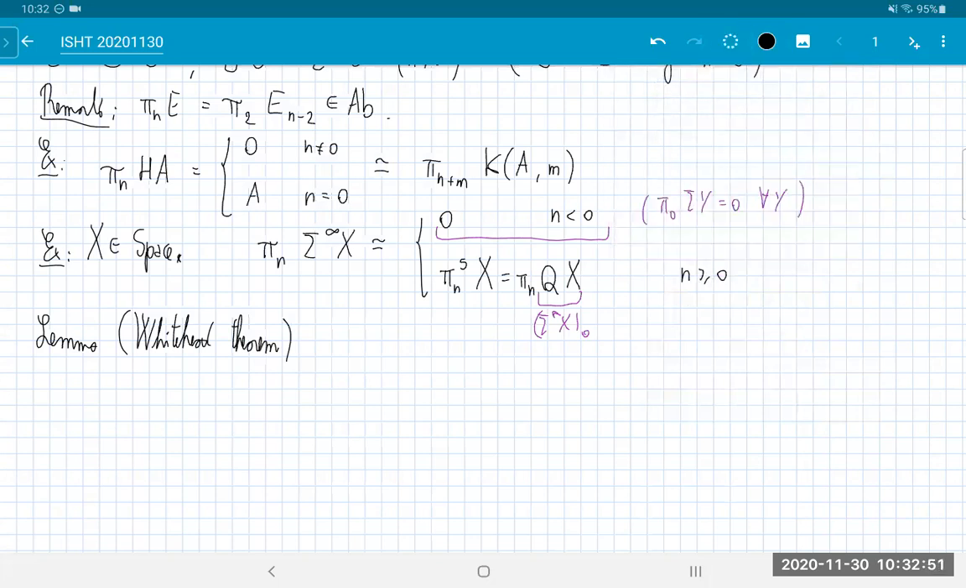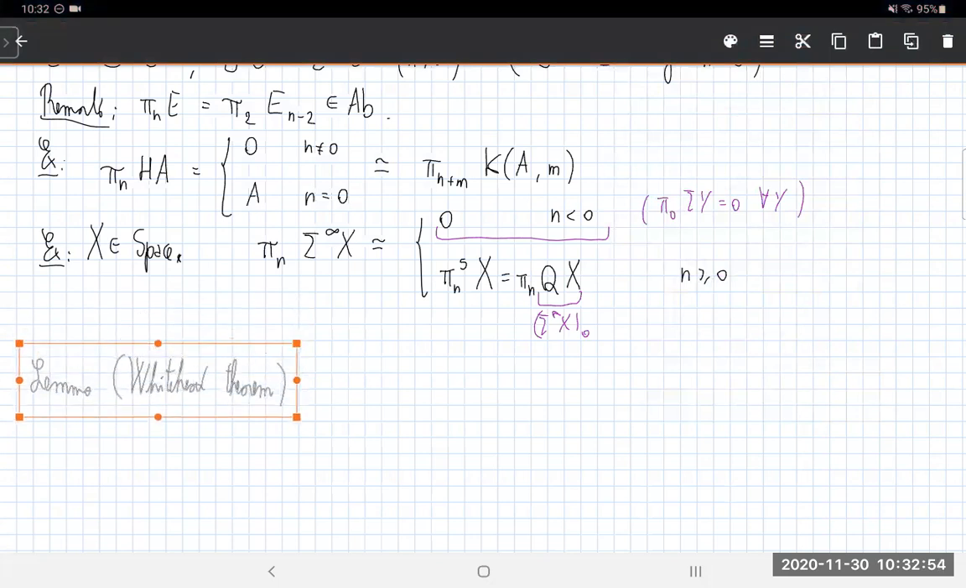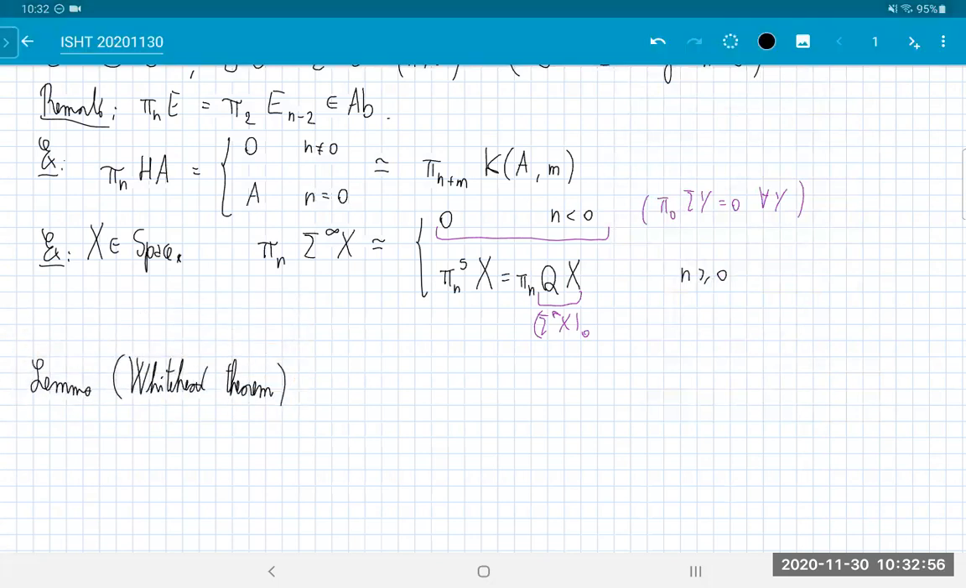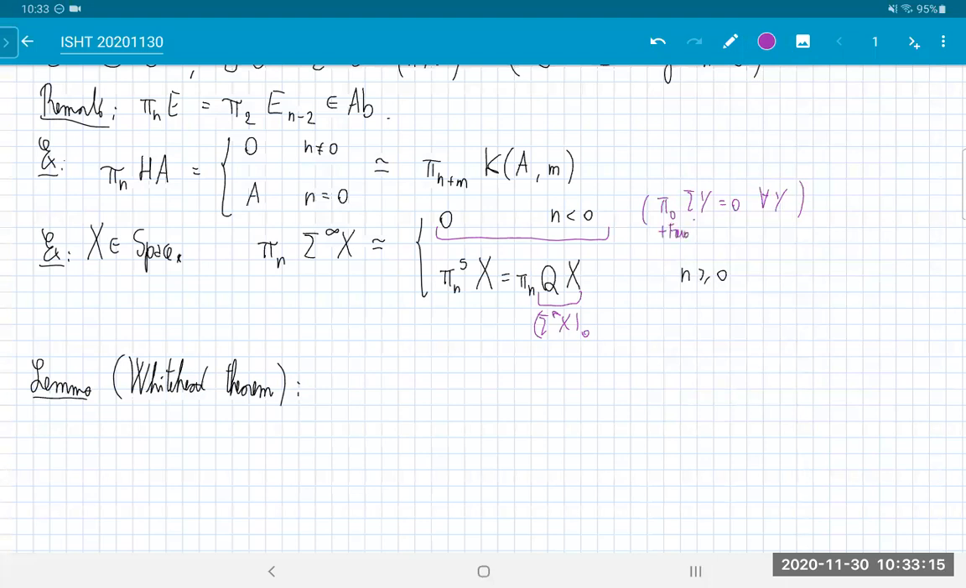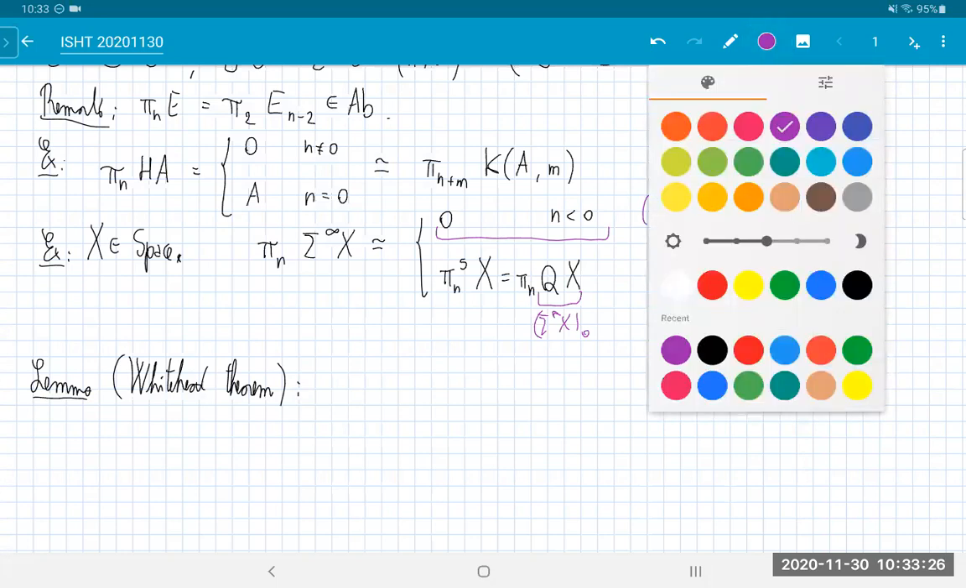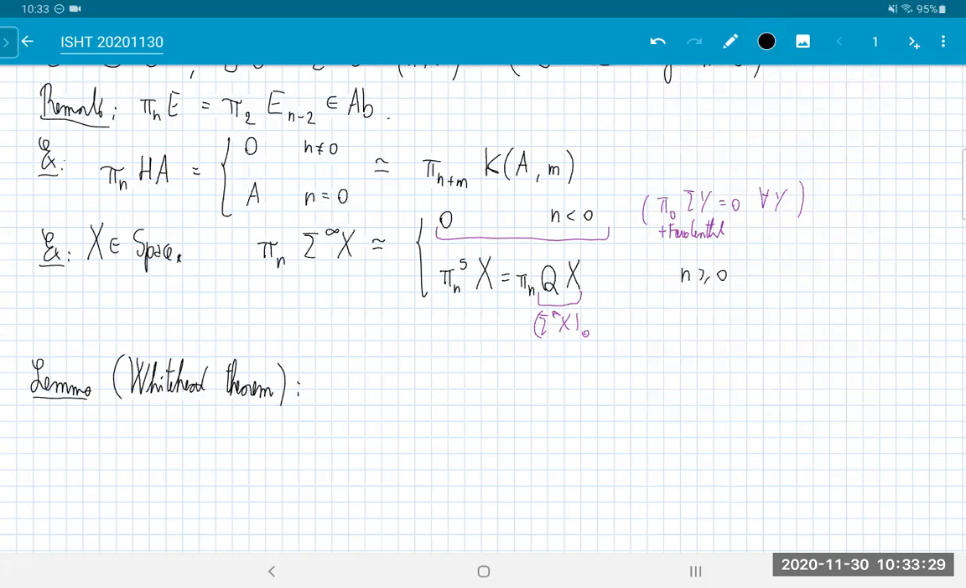But okay. Yeah, sorry, that was an important example. I almost forgot. In fact, I forgot to write it in the notes. I'll add it in the notes after the class is over. Of course, to go from unstable to stable homotopy groups, you need Freudenthal.